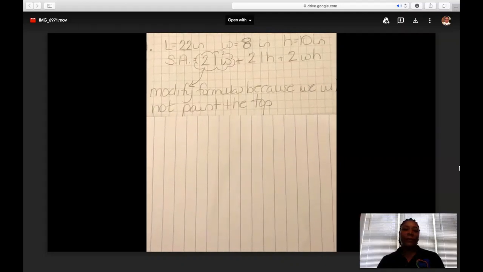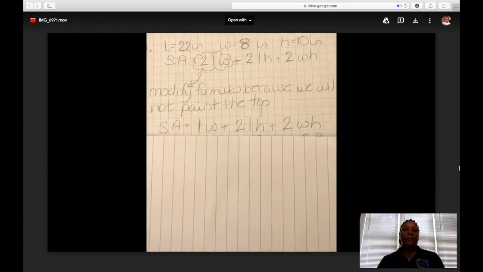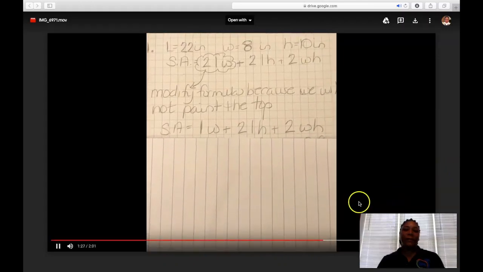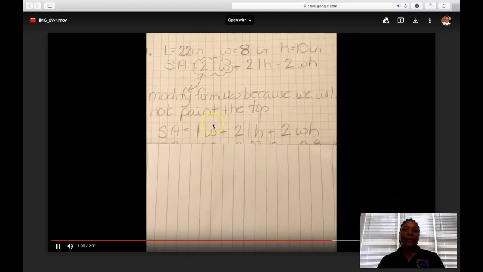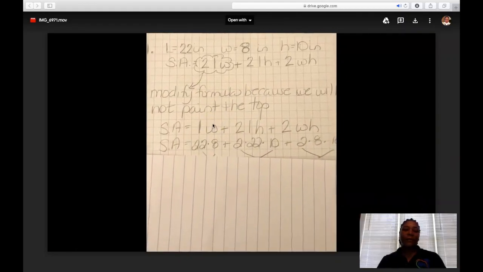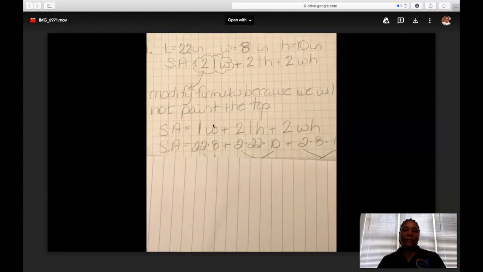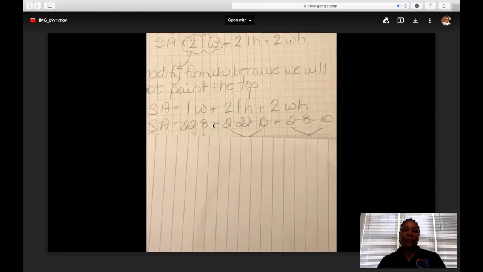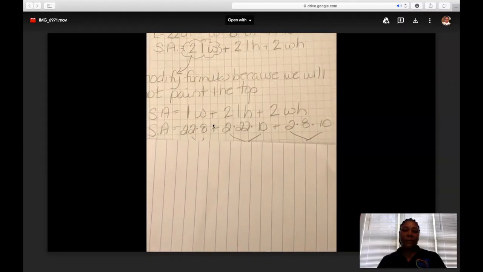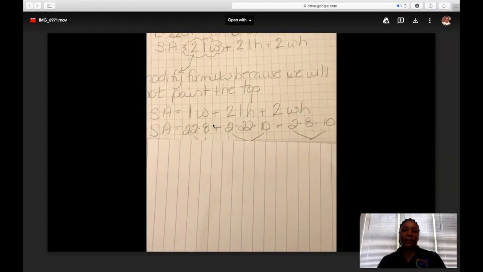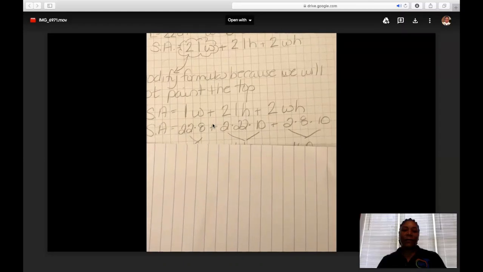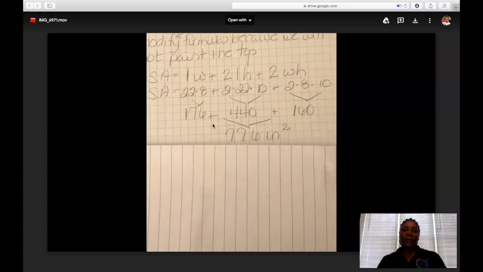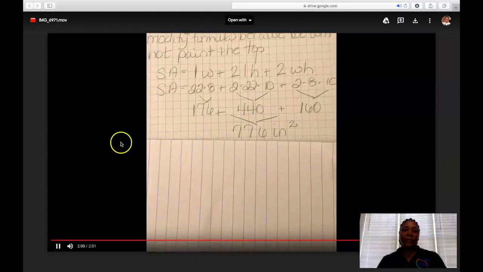In modifying the formula, I'm only going to be using the bottom, so I only have length times width, and then I continue on with the rest of the formula. Now I'm going to replace my variables with their known values. Length is 22, width is 8, and I continue on with my problem. The height is 10, and then I continue on with the rest. So I want to make sure I replace the variables with their known numbers, and then solve it out as we have done so many times this week. And therefore I have 776 inches squared.